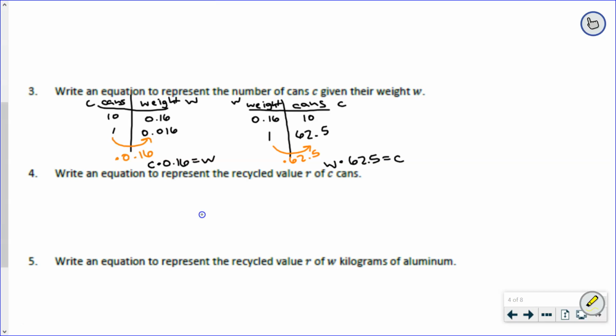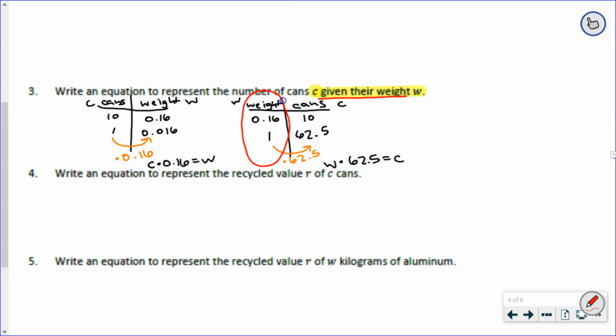Which one is the one that they are asking us for? It says write an equation to represent the number of cans given their weight. Carter. That is actually incorrect because it says C given their weight. So that means they would tell us the weight. We would use that weight to figure out the number of cans. So it's actually a little bit backwards from what we read. It says given their weight. Given their weight is what is going to be here in this first column.